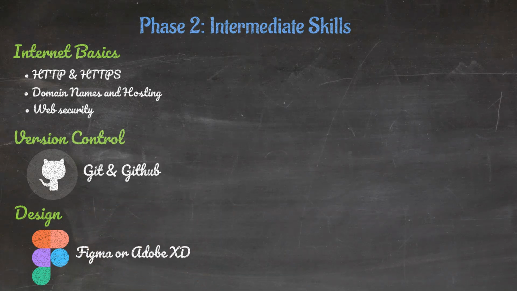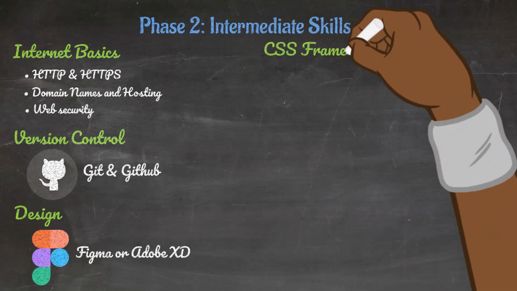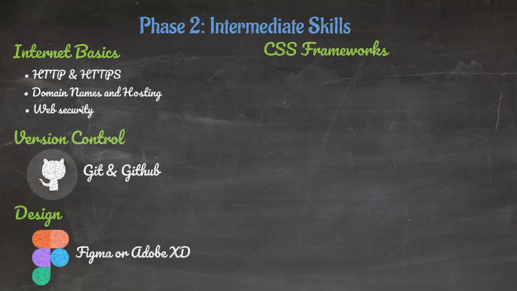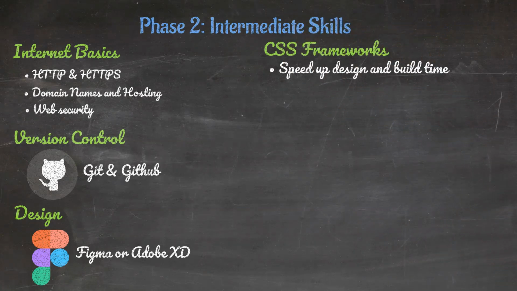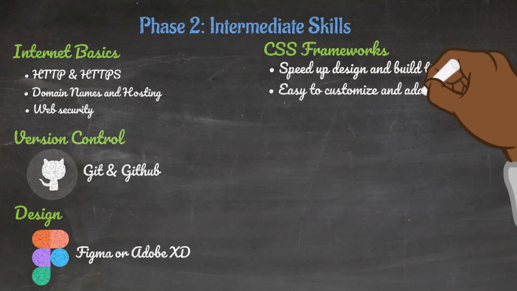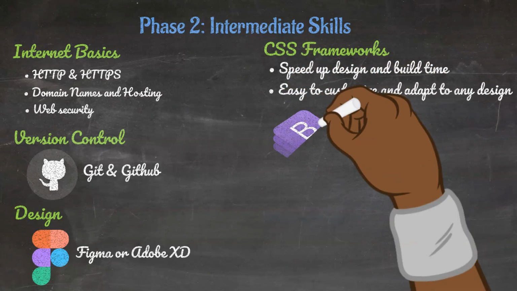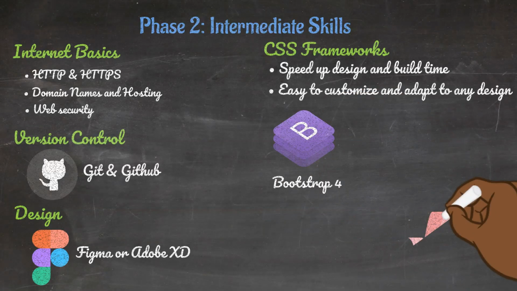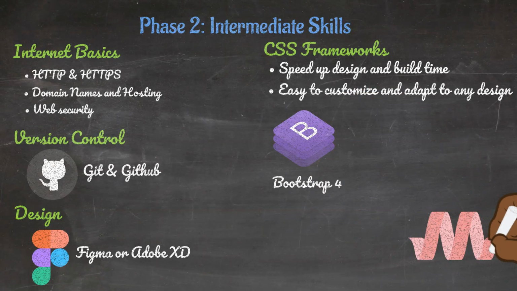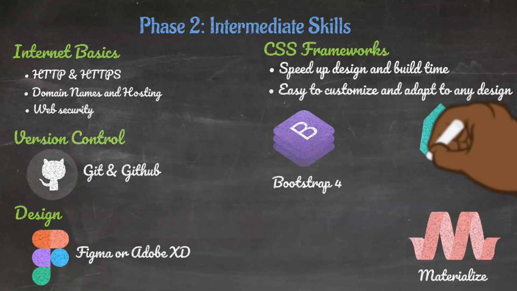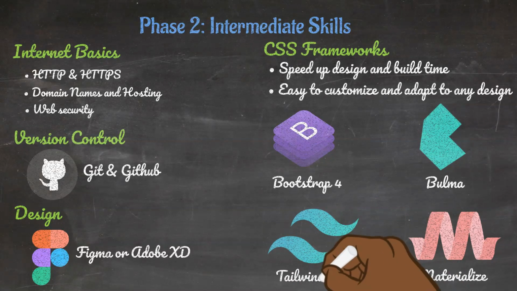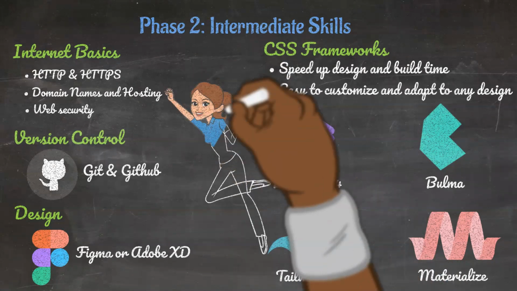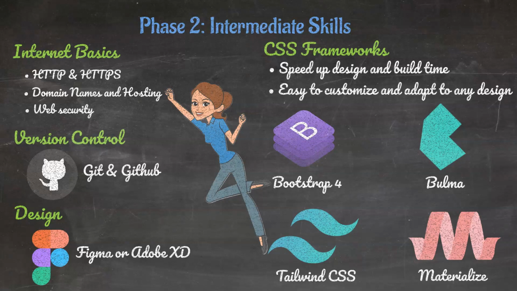CSS frameworks. Sometimes developers don't feel like designing and coding a website from scratch. Here is where CSS frameworks comes to the rescue, but they are not a must to learn. They speed up design and build time for most websites as they have pre-made components that are easy to customize and adapt to any design. The most common ones are Bootstrap, Materialize, Bulma, and Tailwind CSS. I'll recommend learning Tailwind CSS, but you can't go wrong with either of them. Look through each of the documentation and see what is easier for you to learn and use that.